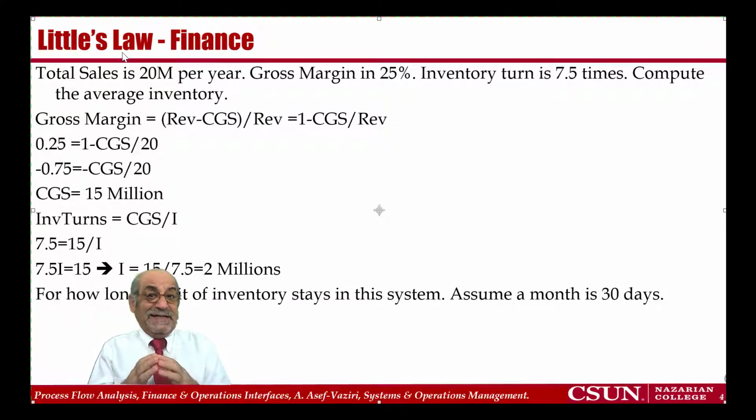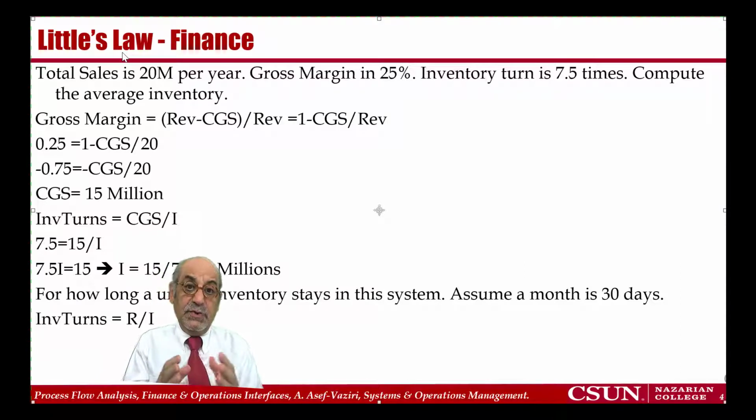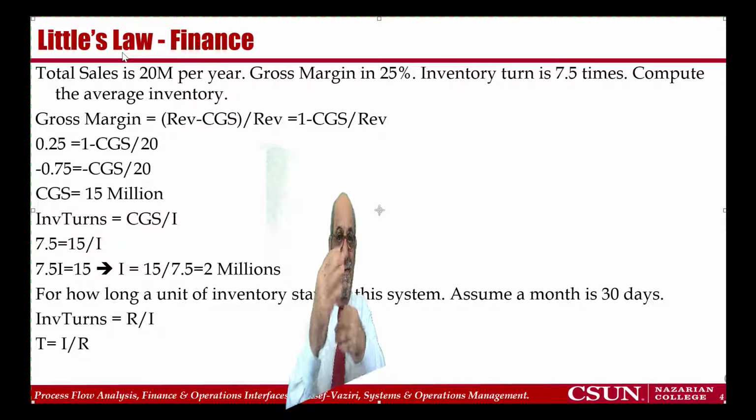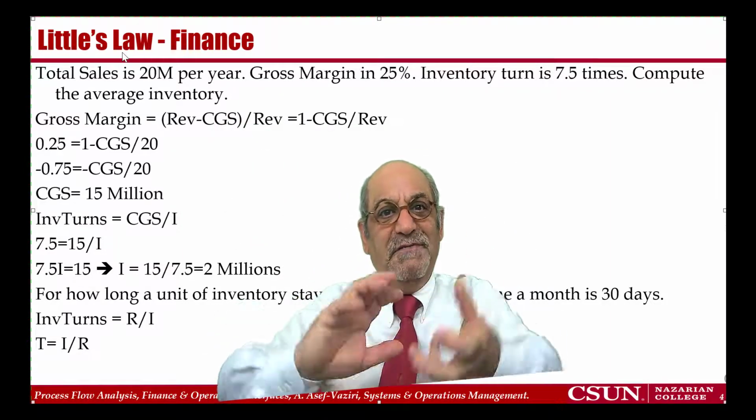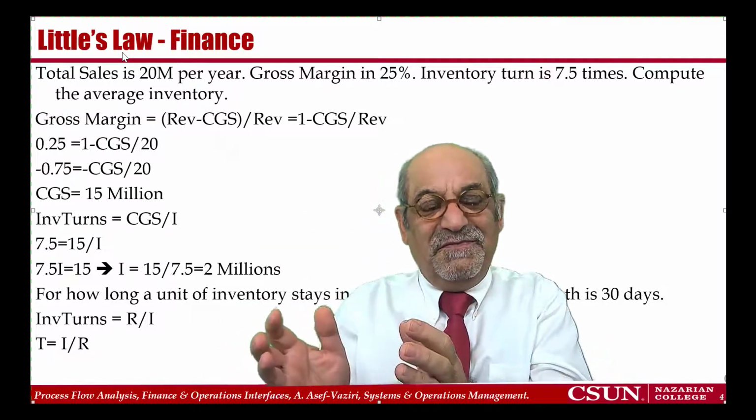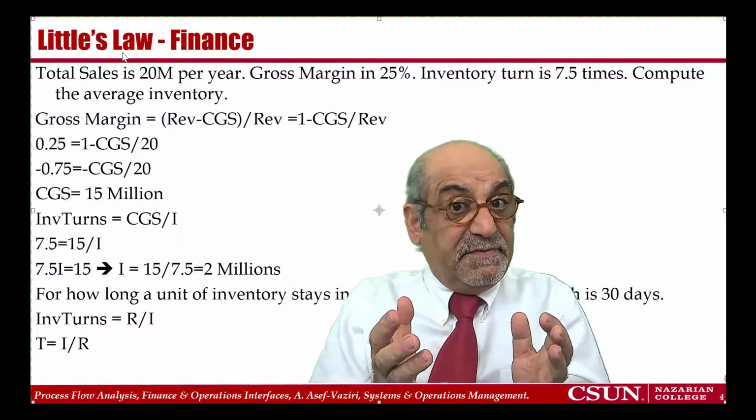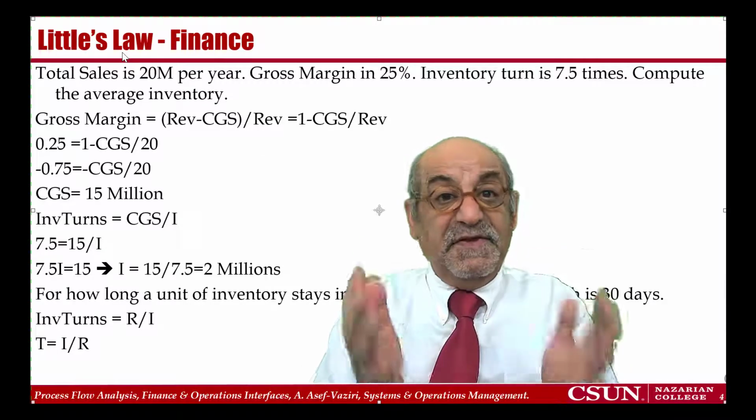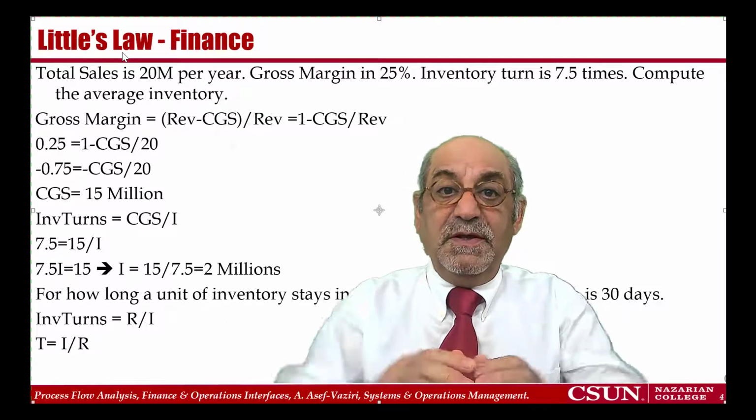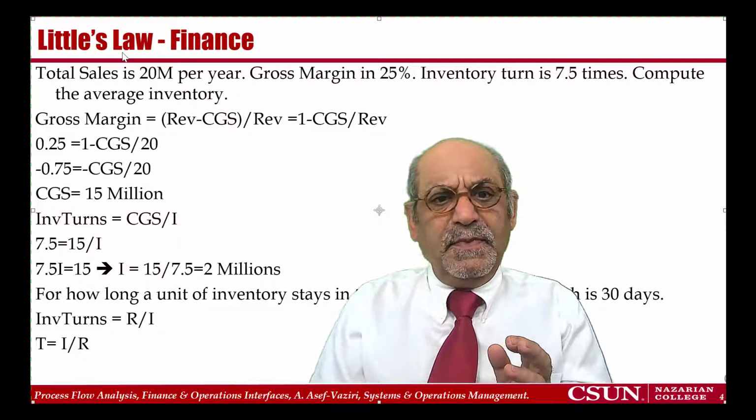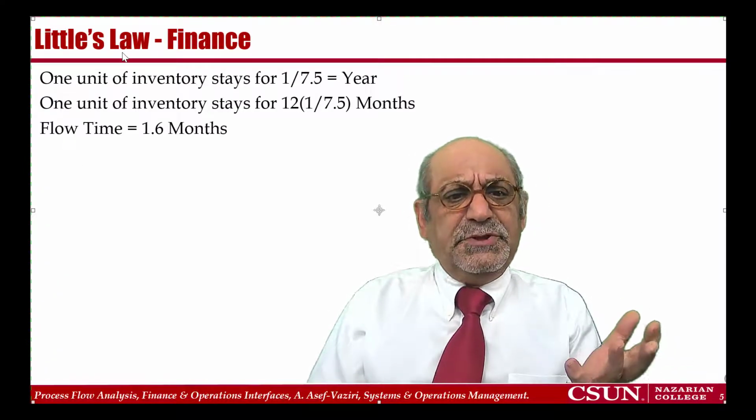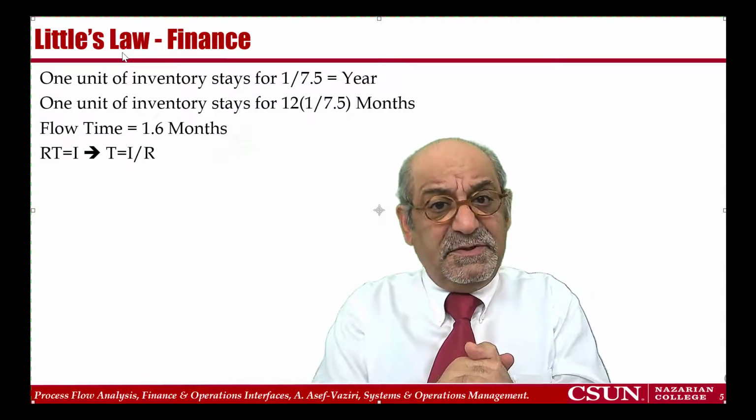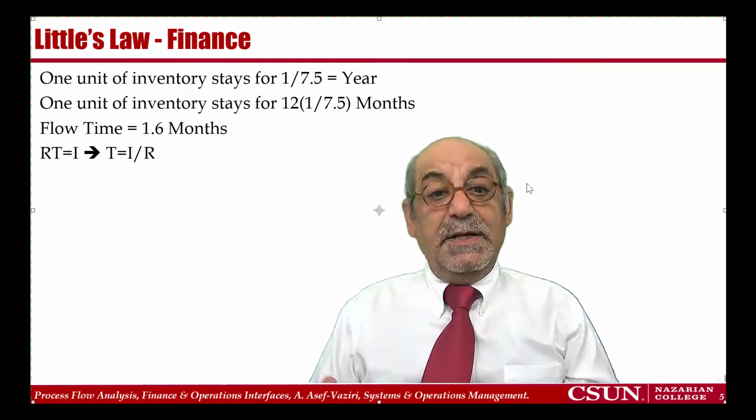We can also look at it from a different angle. Inventory turn is defined as throughput divided by inventory. Flow time is defined as inventory divided by throughput. So flow time and inventory turns are reciprocals of each other. If inventory turn is 7.5, flow time is 1 over 7.5. 1 over 7.5 what? Because inventory turn was stated in terms of years, it is 1 over 7.5 year. If you multiply by 12, it would be in terms of months, and multiply by 30 in terms of days. We can also use Little's law to show the same thing. Throughput times flow time is equal to inventory. Flow time is inventory divided by throughput. We have already computed inventory. It was $2 million. So that is the formula we have.